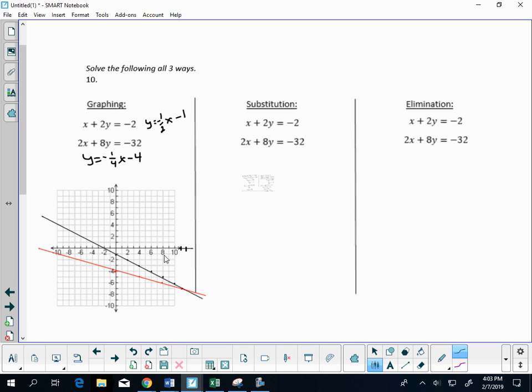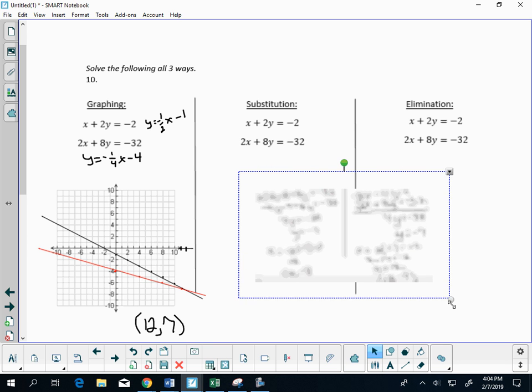On 10, you have to do it 3 ways. The first one is graphing, and I think we'd had the same problem actually on our other review, so this one should look very familiar. This one goes a little bit off the graph, and they cross at 12, 7.